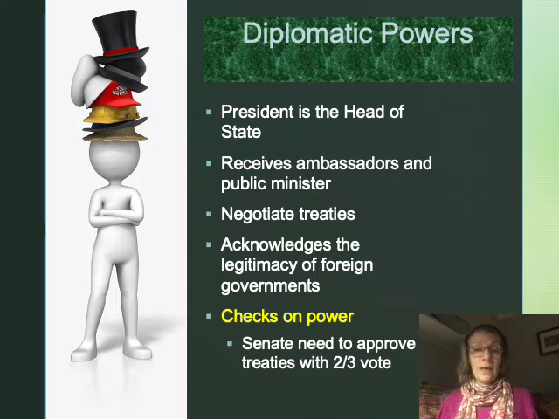While the president is the only one who can negotiate those treaties, the Senate provides their consent for those treaties. So the Senate needs to approve those treaties with a 2/3 vote. So there is some check on that treaty power of the presidency, and that comes through the Senate.